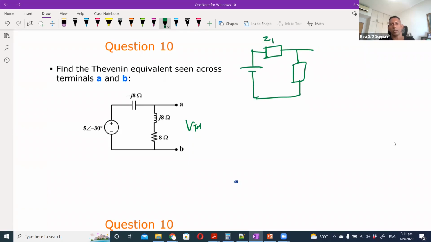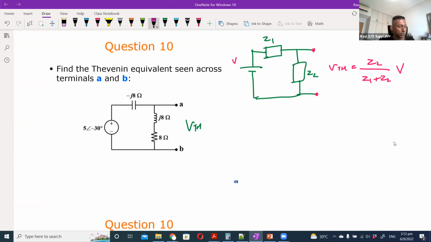Okay, Z1, Z2. If I look here, VTH would be Z2 over Z1 plus Z2 multiplied by V. Why? Because this is the open circuit voltage, and this is just the voltage divider rule. The same way you look at it as a DC circuit, you look at it in the AC circuit.